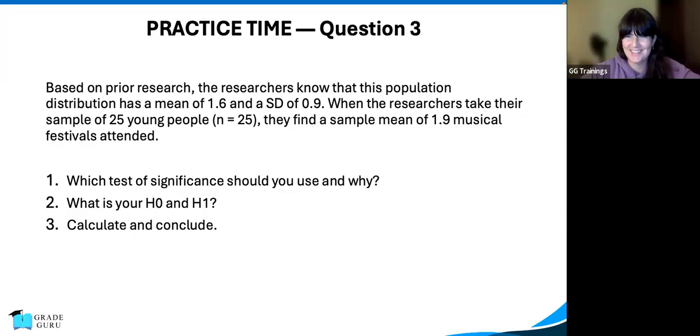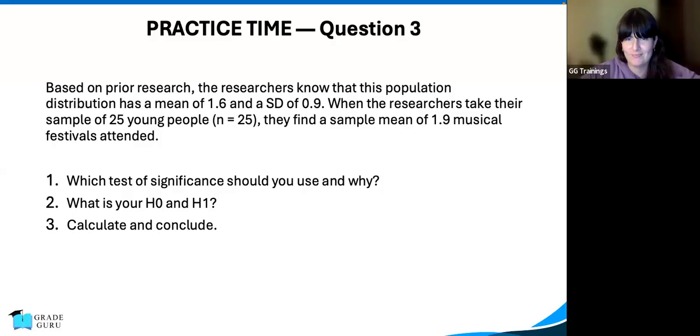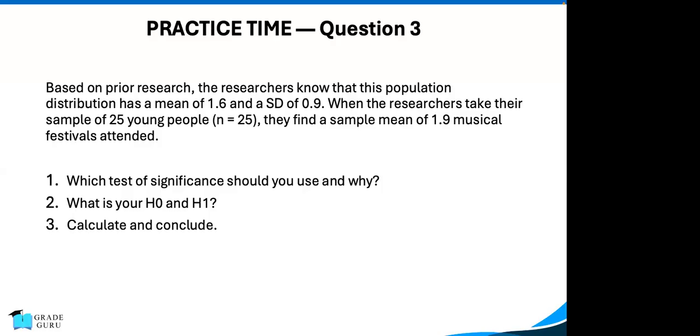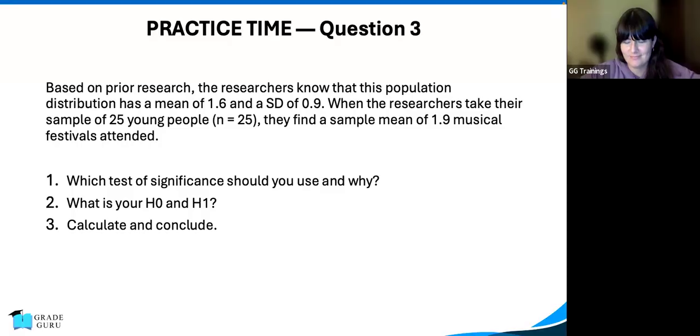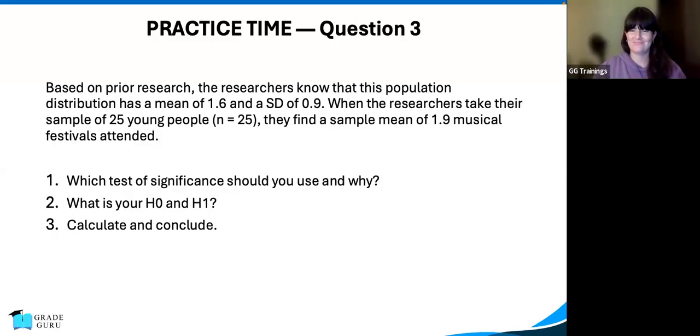Okay. I would think it's one of the one sample tests because they indicate that they want an H0 and an H1, and also they ask for a test of significance. And then I would think, because they say that the population distribution has a standard deviation of 0.9, I would say that it's the sample Z test. Perfect. No notes. Go for it.